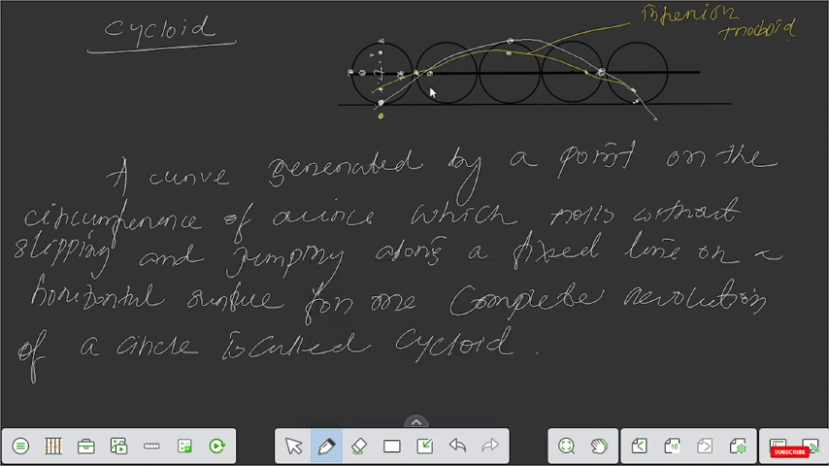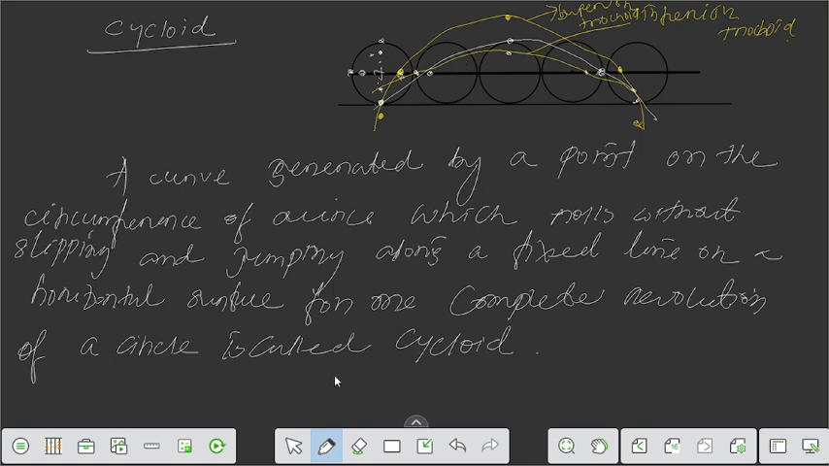Next, if the point is outside the circumference, the point will be outside here, next outside, next outside, and here outside. So join the curve. This curve is called superior trochoid.